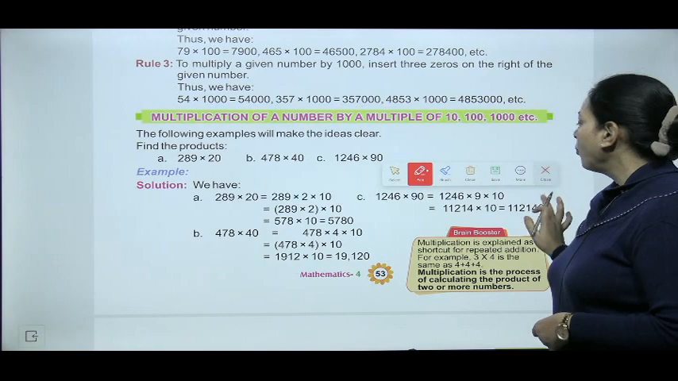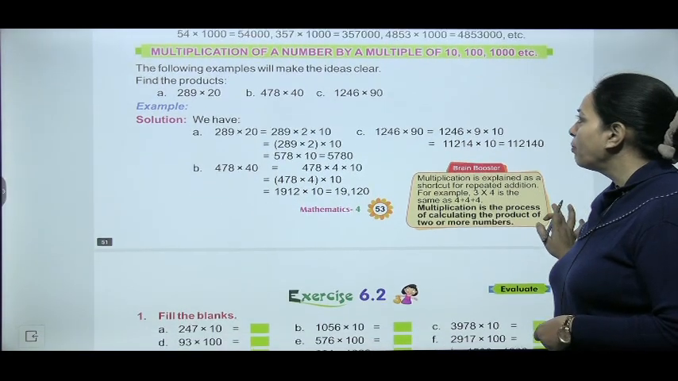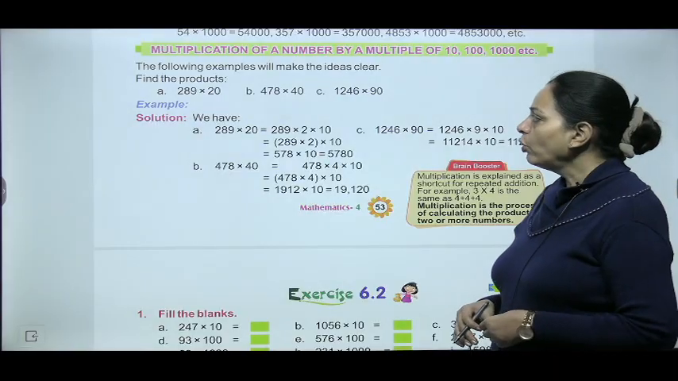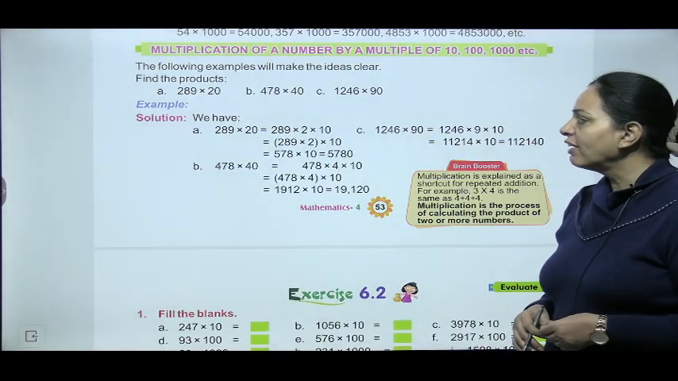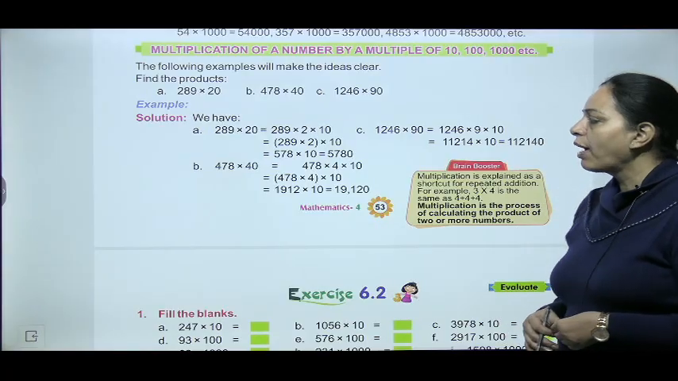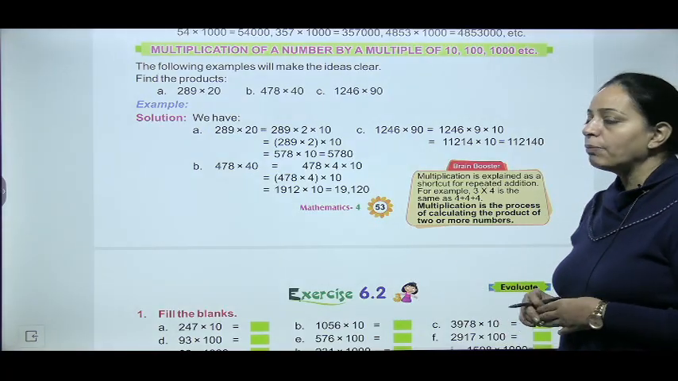Like this. Now multiplication of a number by a multiple of 10, 100, 1000, etc. The following examples will make the ideas clear. Find the products. Like A part, 289 multiplied by 20. 20 is a multiple of 10.